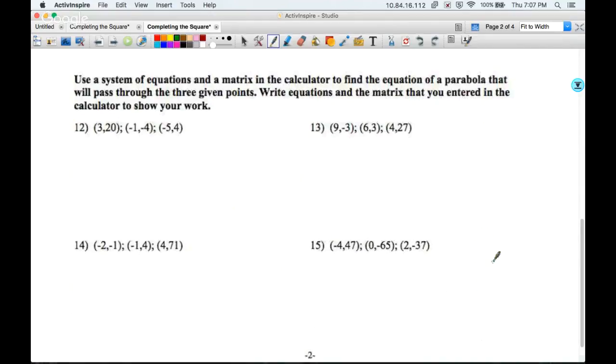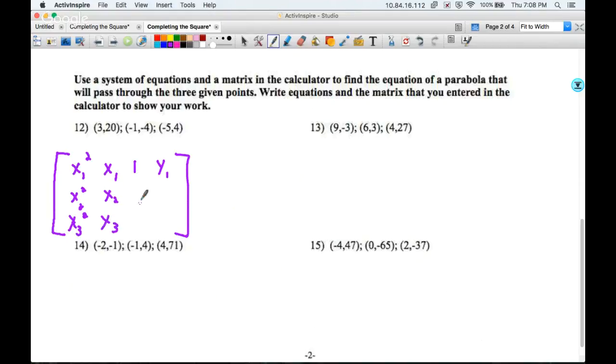Here we want to use systems of equations and a matrix in the calculator to find the equation of a parabola that will pass through the 3 given points. Write the equation of the matrix that you entered in the calculator to show your work. At the end of class, I gave you a shortcut where we could use x sub 1 squared, x sub 1, 1, y sub 1 as the values in our first row, and the pattern repeats: x sub 2 squared, x sub 2, 1, y sub 2, and x sub 3 squared, x sub 3, 1, y sub 3.